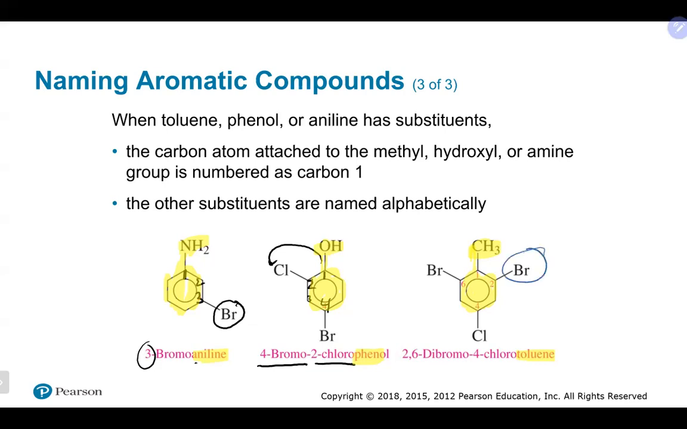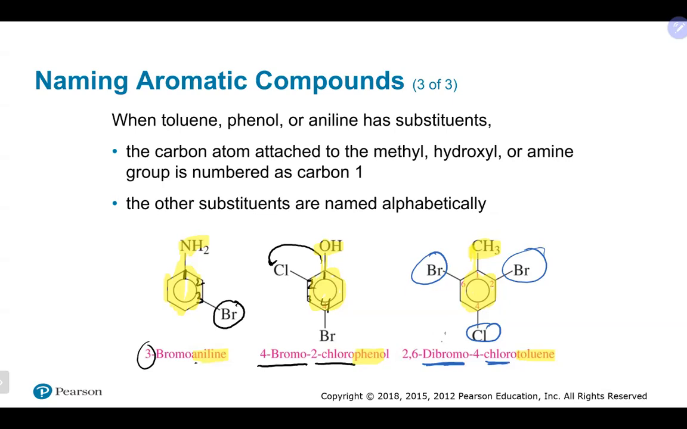We have obviously 2 bromines here, which is our dibromo, and we have 1 chloro. And again, numbering here, I don't think in this case it matters which way you go. You can go clockwise or counterclockwise. You'll end up with the same numbering no matter which way you go. And that would give us, alphabetically, 2,6-dibromo, 4-chloro.